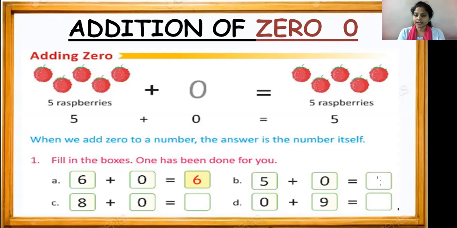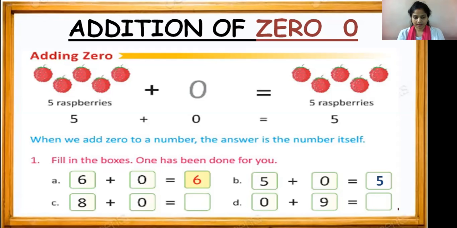Again, the same number. So we will write 5 in this box. Understood? It means if you are having any number like 5 or 6 or 8, and if you are adding 0 to it, it means we are adding nothing. When you add nothing to any number, you will get that number itself. Okay, now come to the C part.